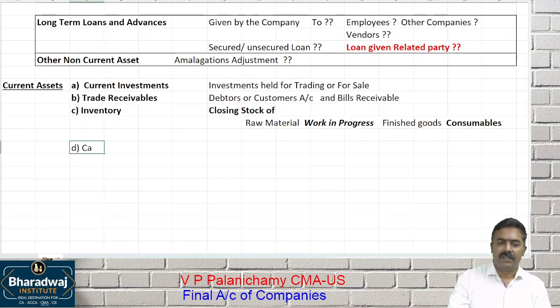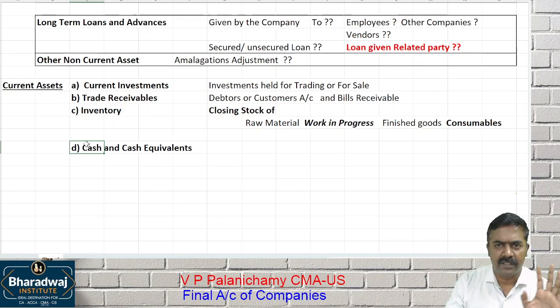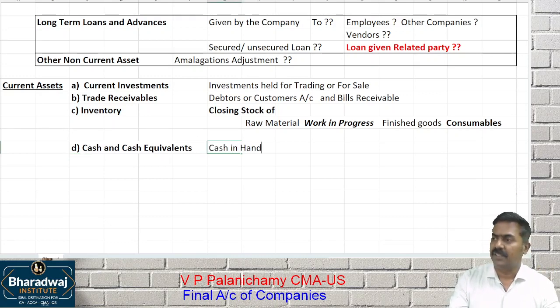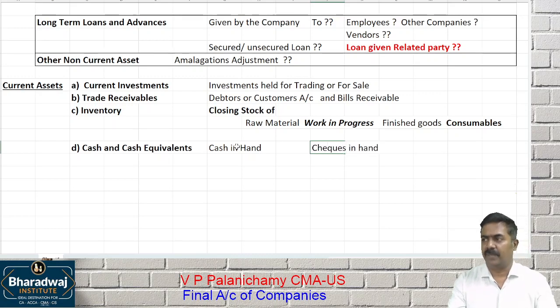What is the next one? Cash and cash equivalents. Most important to understand. Please listen to it. Then you can copy. This includes cash in hand. Cash in hand. This also includes checks in hand. We are ready to get the money. Checks in hand or drafts in hand.